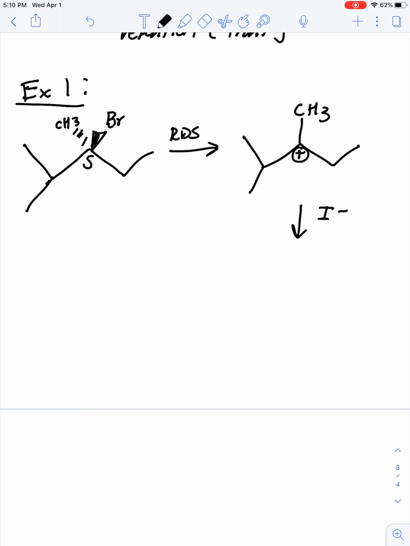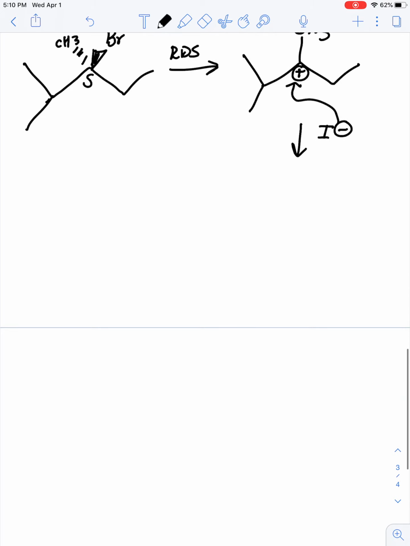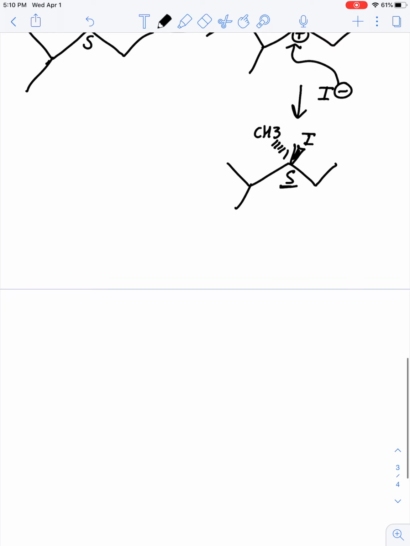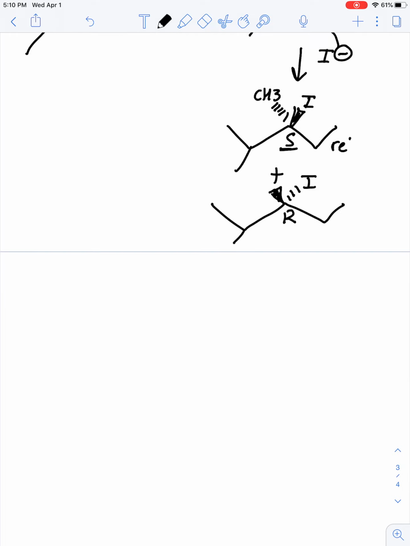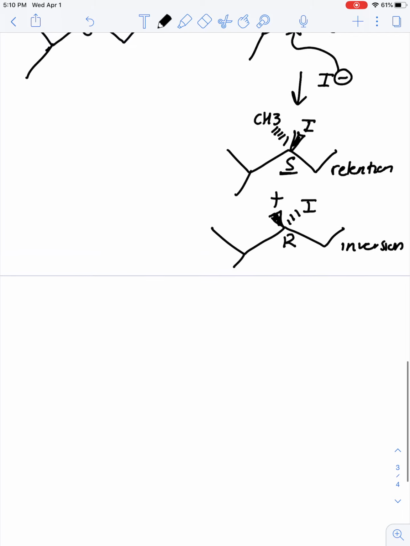What's going to happen next is the addition of our nucleophile. Our nucleophile is going to attack that carbocation, and we are going to end with two different products. We can have our retention product, so our configuration is being retained. We have S configuration as our product, or we can have our inversion product. So now we have an R configuration. Again, this would be the retention product, and this would be our inversion product.